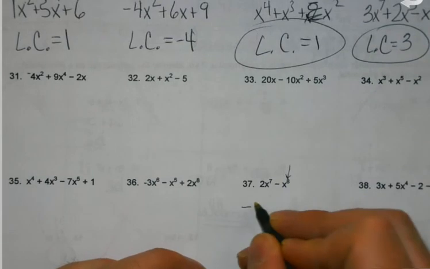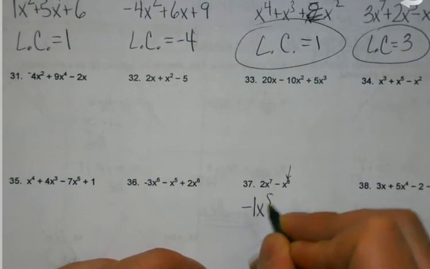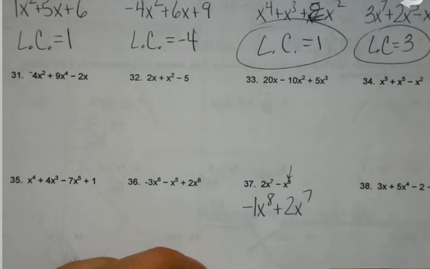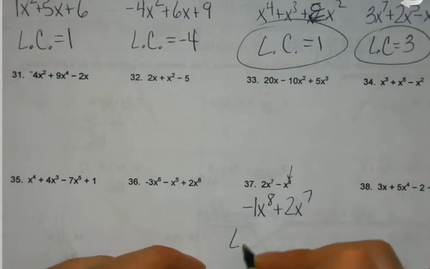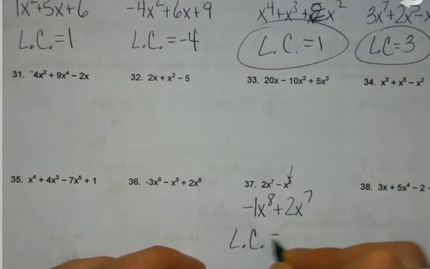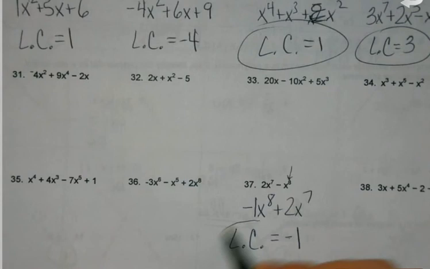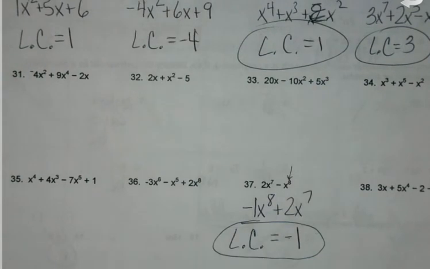Yeah, negative 1 x to the 8th. And I'm actually glad you put that 1 in there because it's going to make it easier. And then my leading coefficient, right, it's negative 1. So if you just see that negative or that plus sometimes, we just assume a 1's there. And we're ready to go.